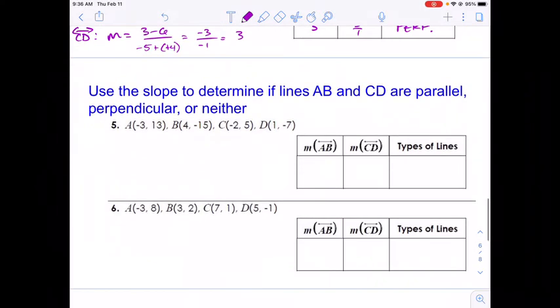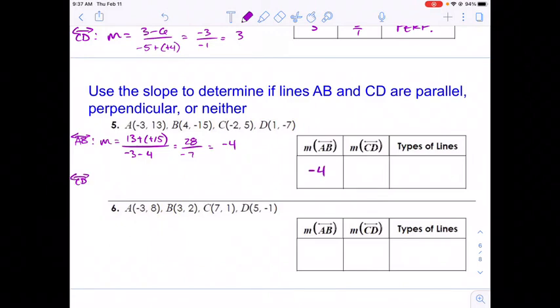All right, continue the next one here. So we'll have 13 minus negative 15 over negative 3 minus 4. Change this to plus. So we're going to add this. It gives us 28. This becomes a negative 7. Divided. Simplify that. It becomes a negative 4. So we get negative 4 here.